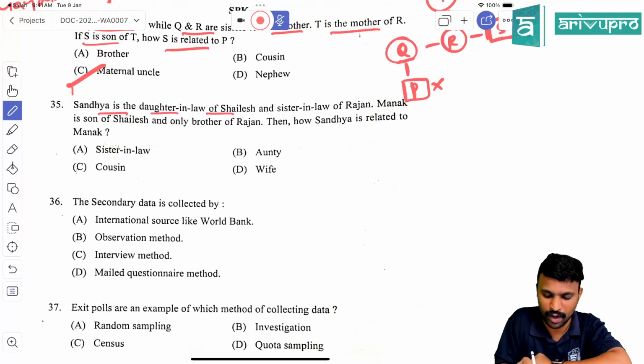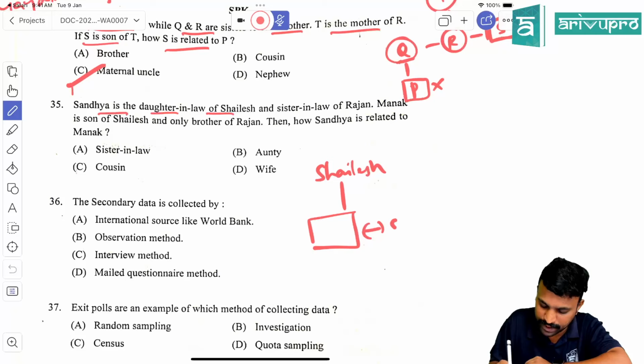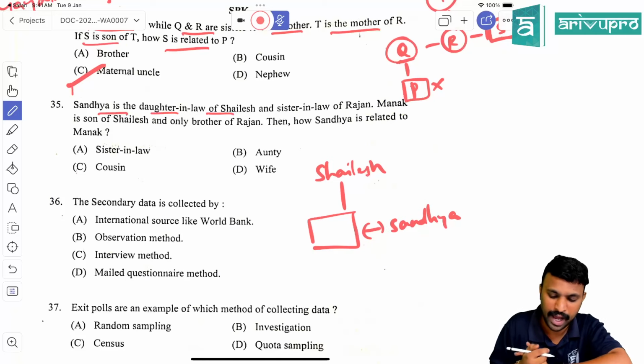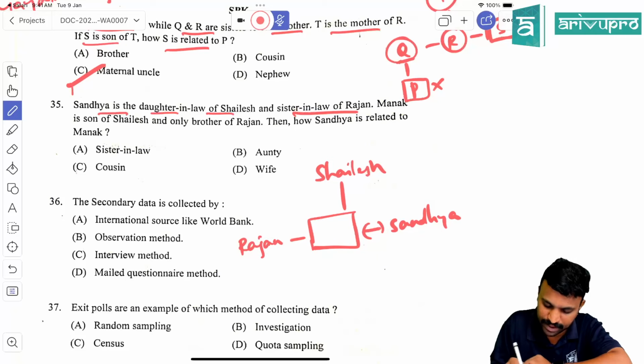Sandhya is a daughter-in-law of Shailesh. So first of all, Shailesh. Daughter-in-law means obviously Shailesh's son. Son's wife is Sandhya. Understood? Sandhya is daughter-in-law of Shailesh and sister-in-law of Rajan. Sister-in-law of Rajan means obviously Sandhya's husband's brother is only Rajan. Then only Sandhya becomes a sister-in-law.